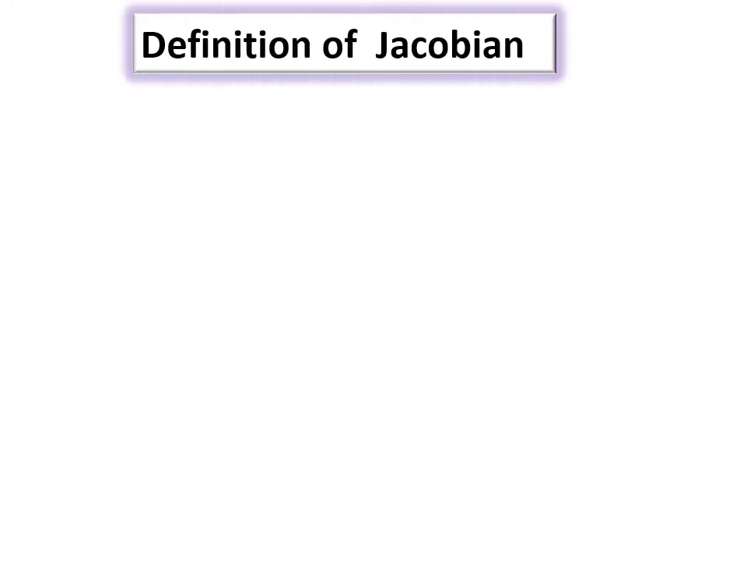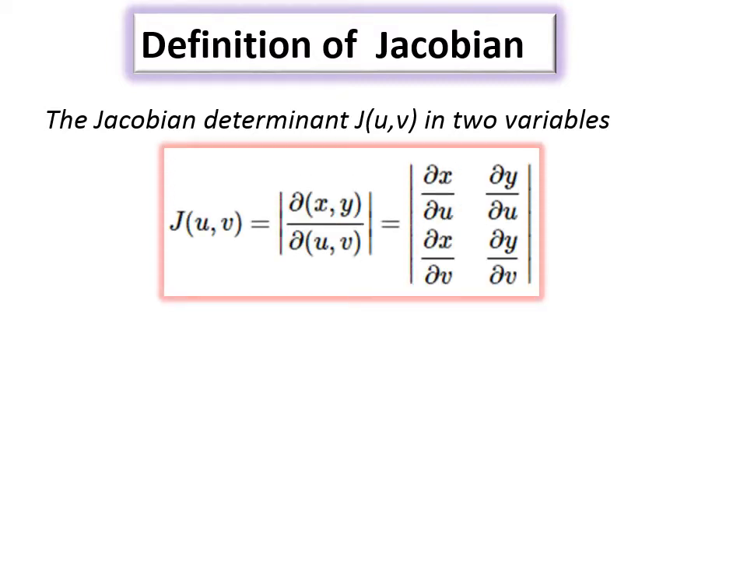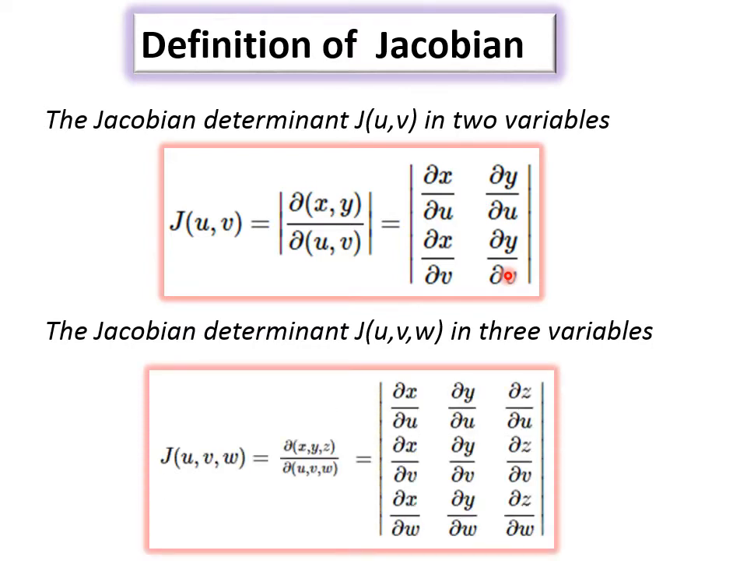Now we are going to see the definition of the Jacobian. The Jacobian determinant in two variables is given as dou of old variables xy divided by dou of new variables uv, which is nothing but the determinant of the change in x because of the new variables u and v, and the change in y because of the new variables u and v. The Jacobian determinant in three variables is defined similarly as dou of xyz divided by dou of uvw: change in x because of uvw, change in y because of uvw, change in z because of uvw.